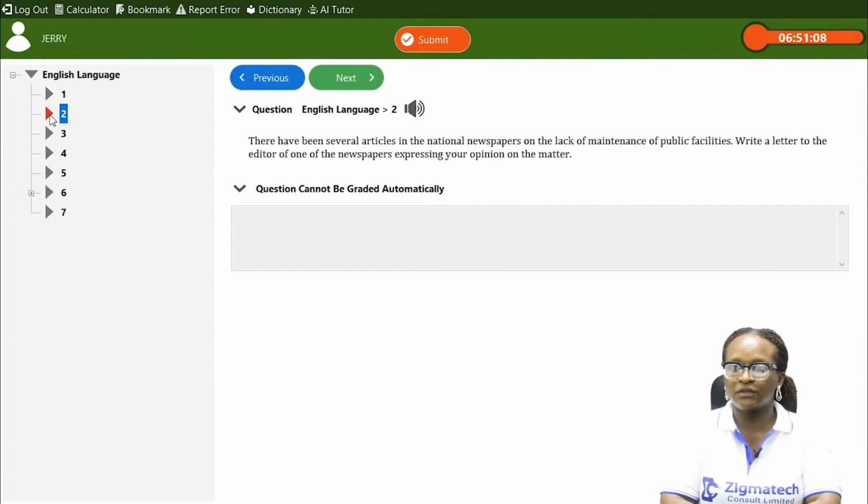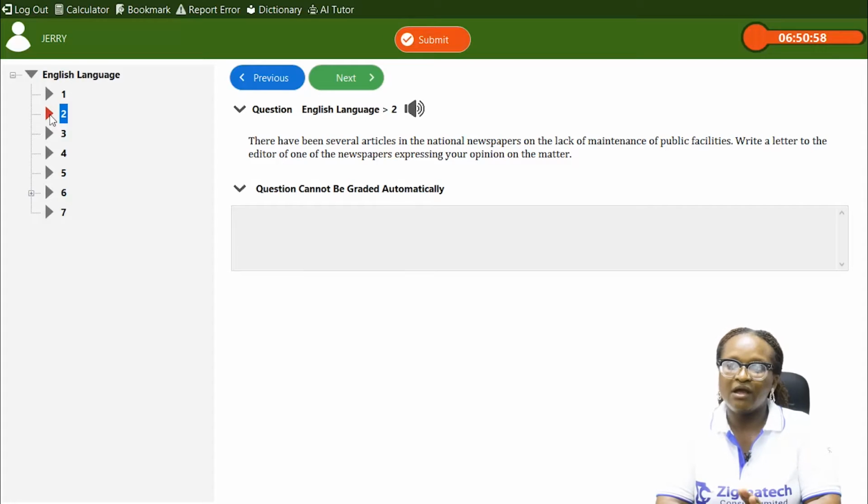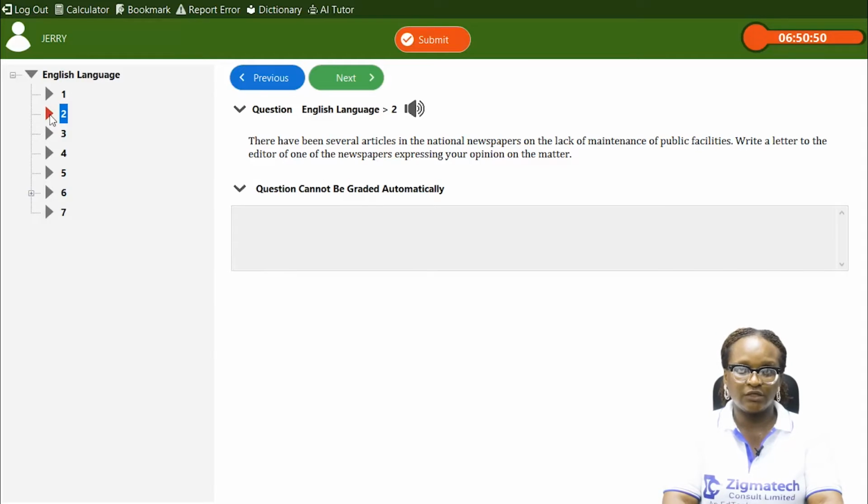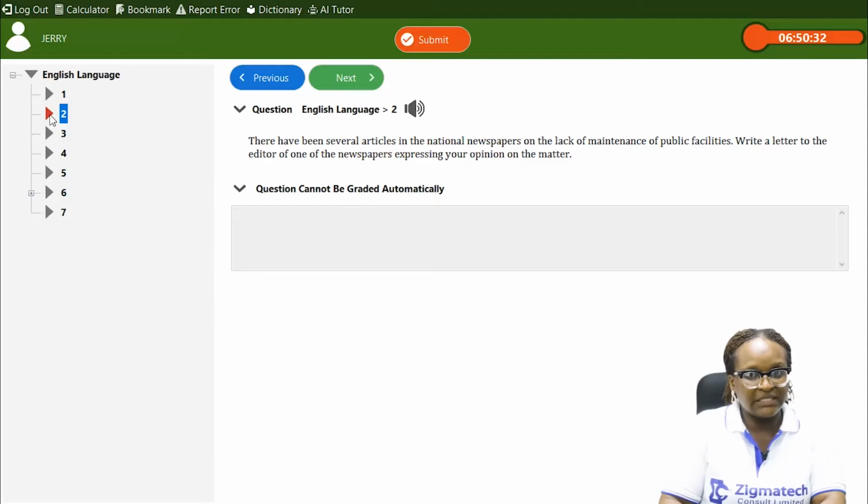The next one is an article. It says there have been several articles in the national newspaper on the lack of maintenance of public facilities. It's even a letter. Write a letter to the editor of one of the newspapers expressing your opinion on the matter. So it's not actually an article, but it's an article written in a national newspaper on lack of maintenance of public facilities. So obviously this is what? A formal letter. What are formal letters?